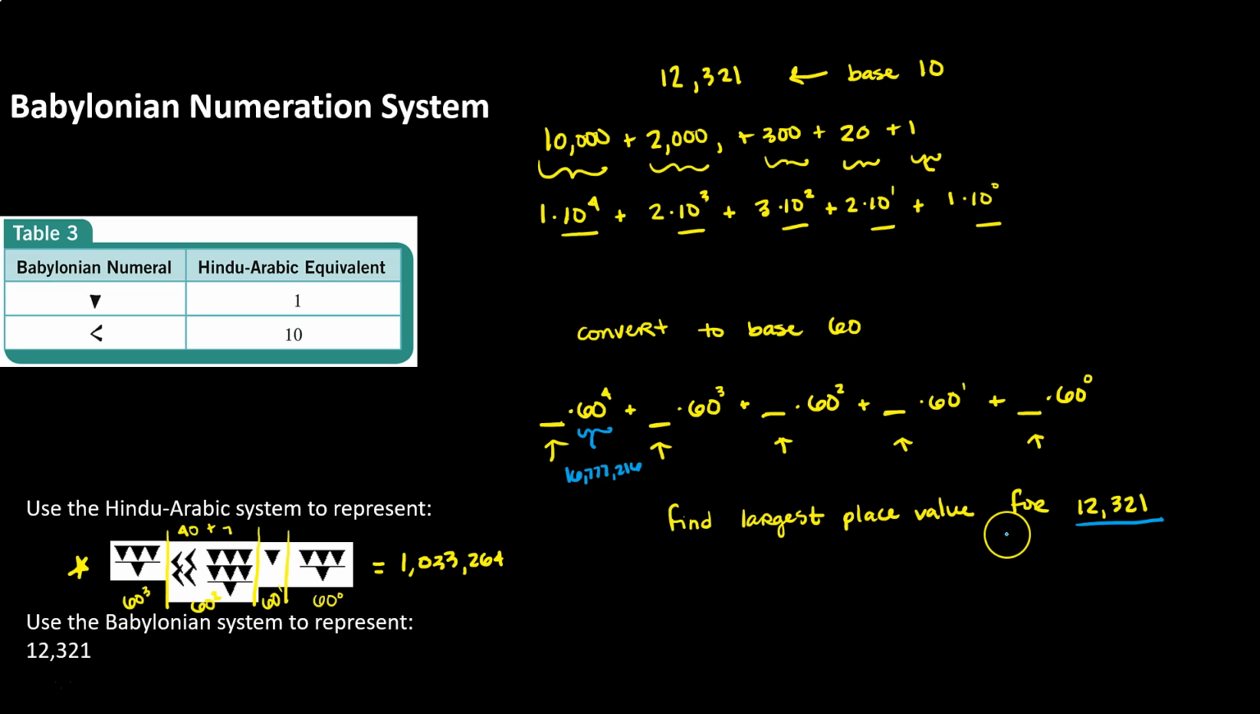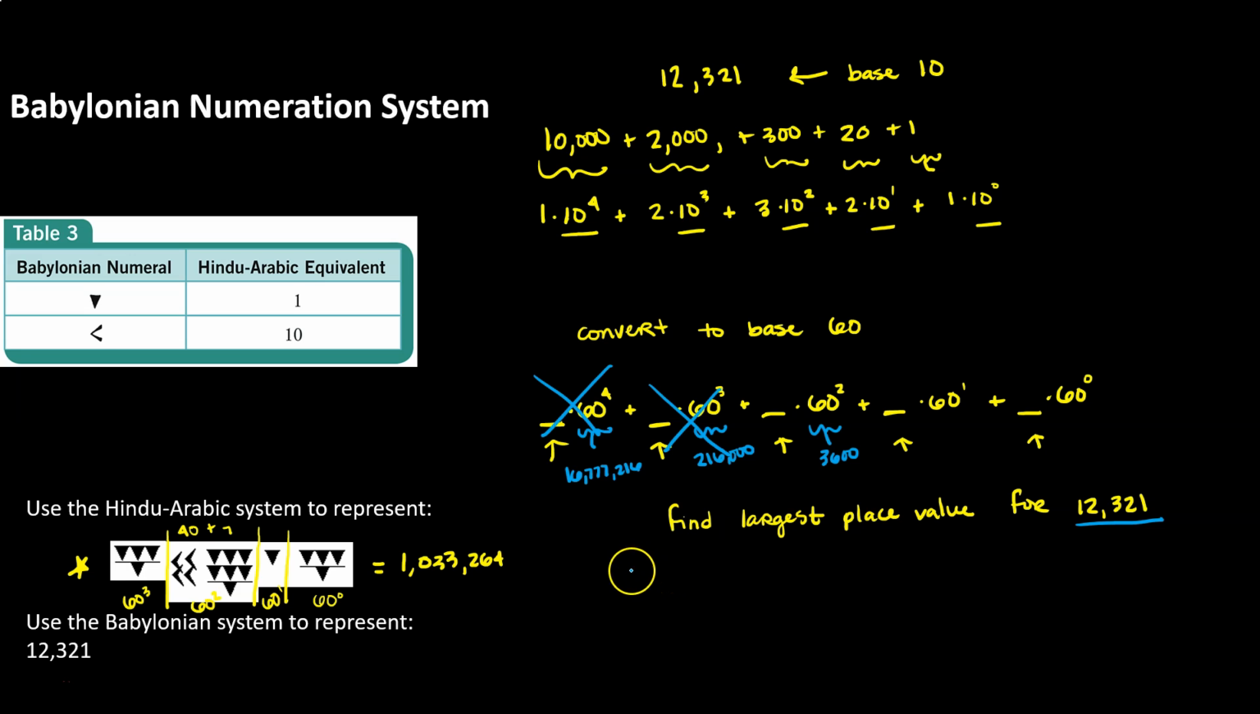That's way larger than the number we're looking at, so we know that we don't have anything in that place value. Let's look at the next smallest. 60 cubed looks like 216,000, which even that is much larger than the number we're working with, so we don't have a digit in that place value either. 60 squared is 3,600. That number is small enough to fit inside of the number we're looking at, so we know that we can at least put a digit in that place value.